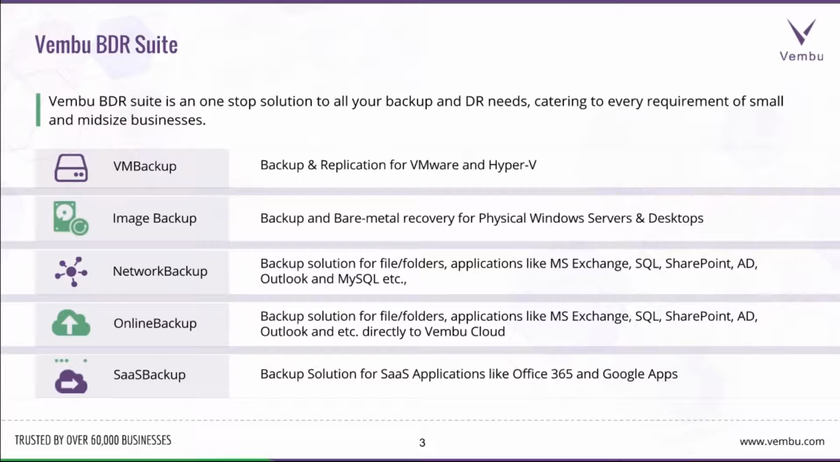Vembu Online Backup is purely a cloud-based solution where you can directly back up to our cloud service, Vembu Cloud. And using Vembu Online Backup, you can do granular file and folder level backup as well as application level backups. And Vembu SaaS Backup is a backup solution for SaaS applications like Office 365 and Google Apps.